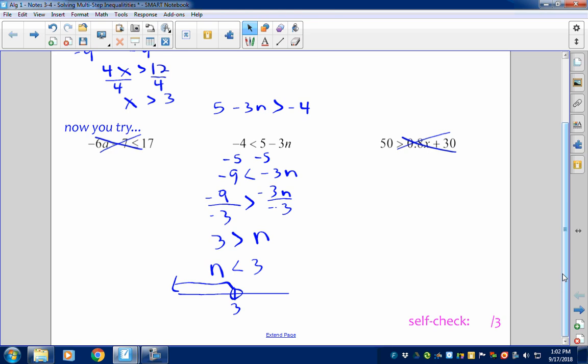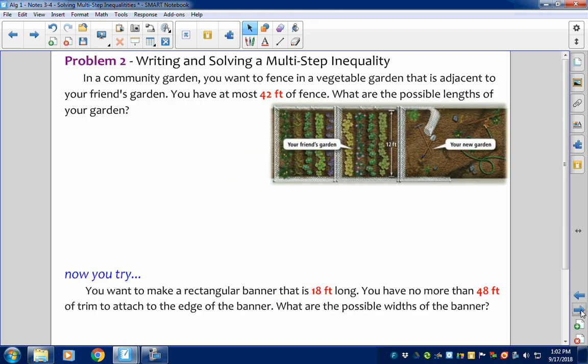This next one, we're just going to change the problem. You can't really see it on yours. So what we're going to do is just pretend you have a garden that you're going to fence in. Don't worry about your friend's garden, the adjacent part. Your garden, you have at most 42 feet of fence to work with. Right here, the width of your garden is going to be 12 feet. It's got to match your friend's here. You can't be going outside of that.